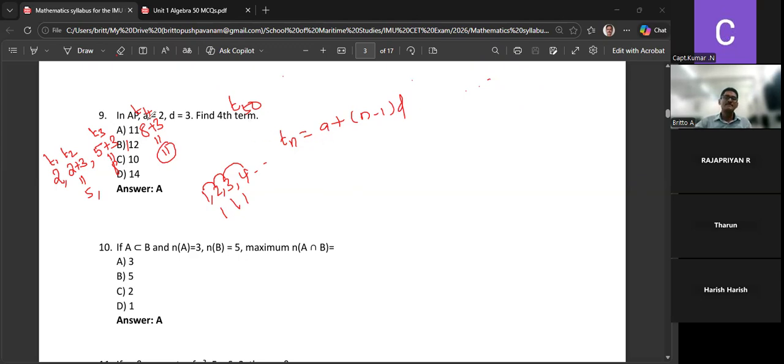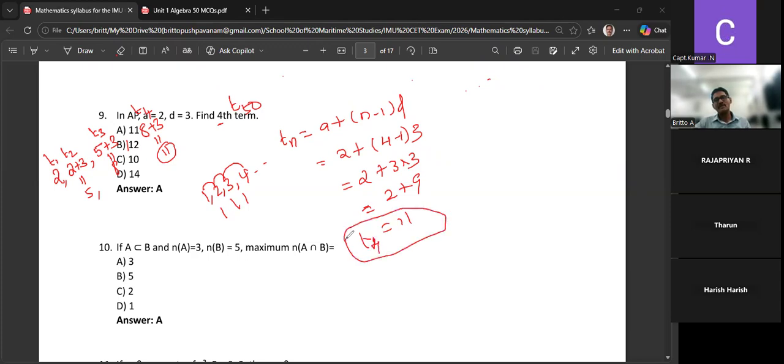Now here a is given, d is given, and n is given, since they are asking for the fourth term. So you put all the values in the formula and you get the answer directly. It is 2 plus 4 minus 1, and the difference is 3. So 2 plus 3 into 3, which is 2 plus 9, which is equal to 11. So we are getting the fourth term by using the formula, right? Instead of finding it term by term, you can use the formula and get the solution.